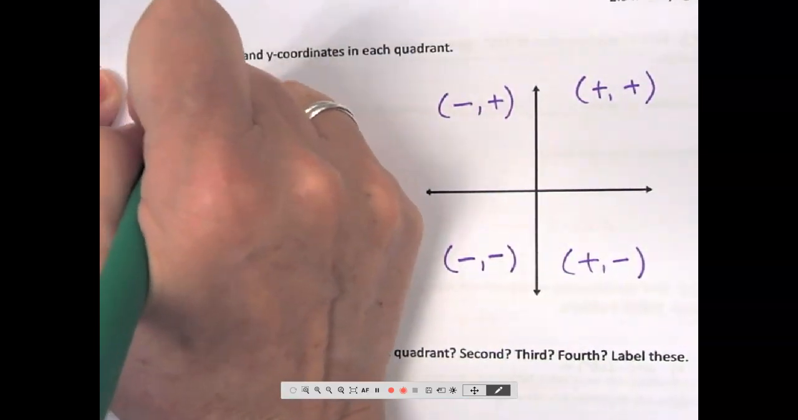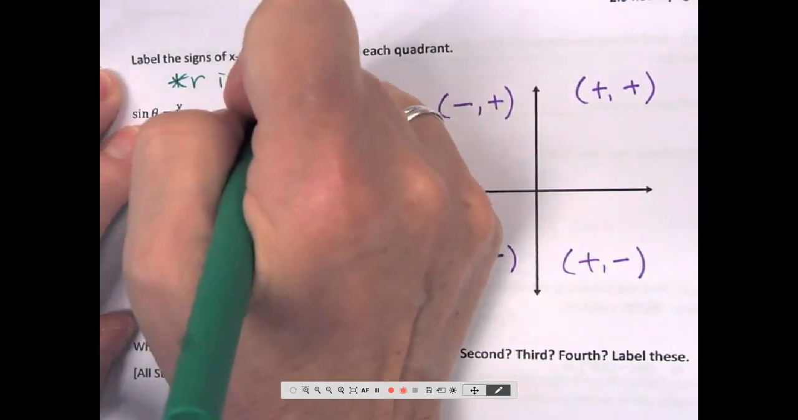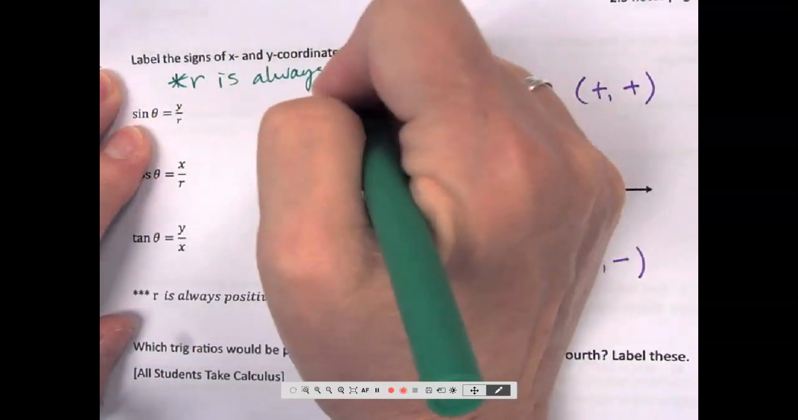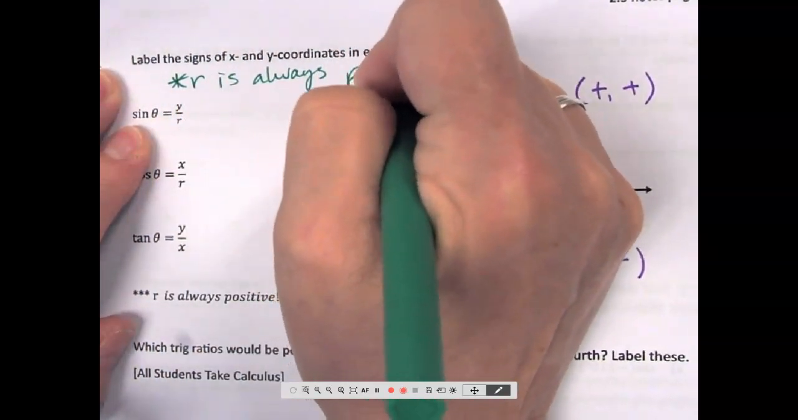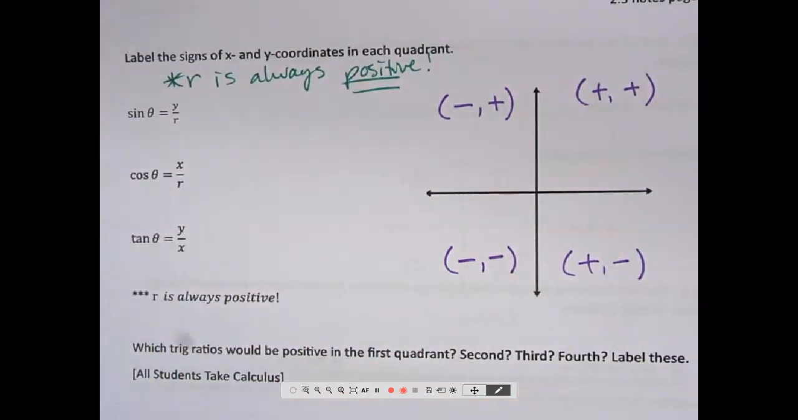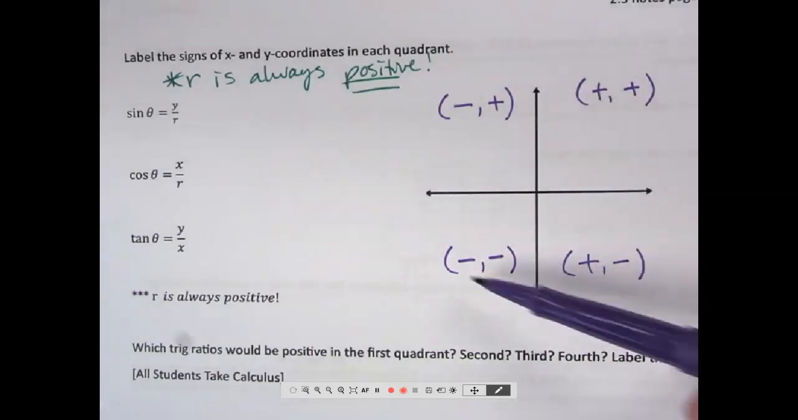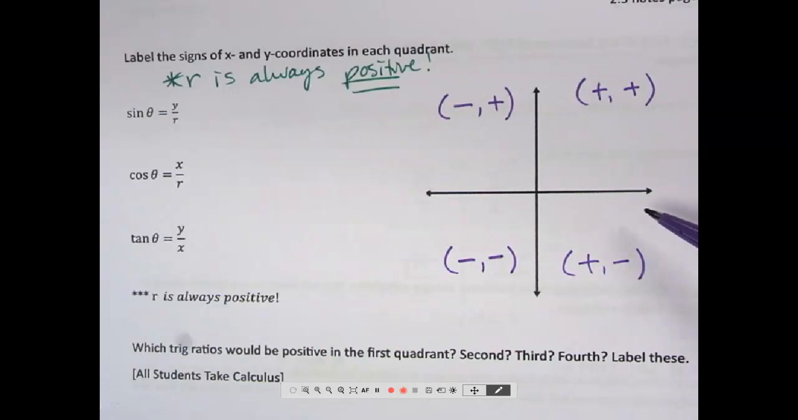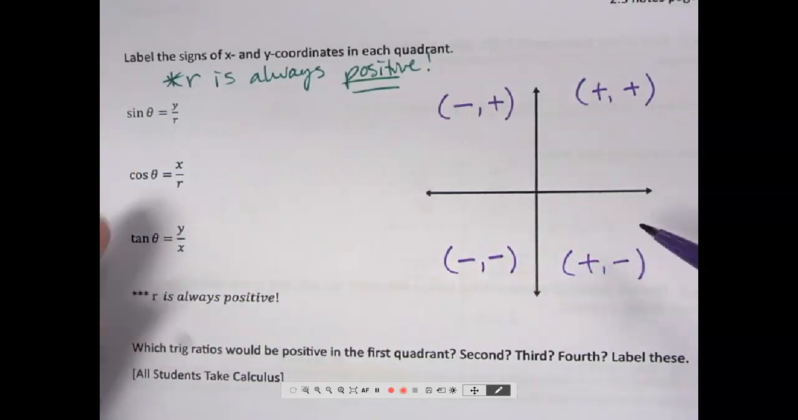Okay, so if sine is Y over R, and remember we said on Friday that R is always positive, because it's technically representing the radius of a circle. So R is always positive, X is positive sometimes, Y is positive sometimes. Those two things depend on which quadrant you're in. And this is where X is positive, X is negative, Y is positive, Y is negative, what we just wrote over here. But R is always positive.